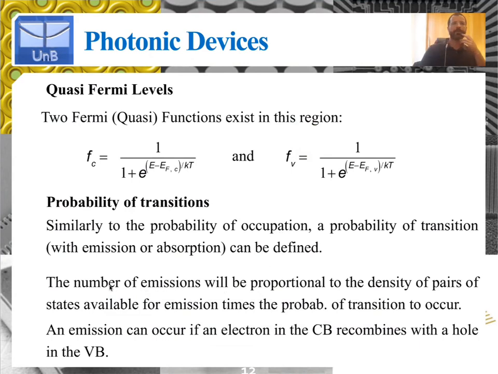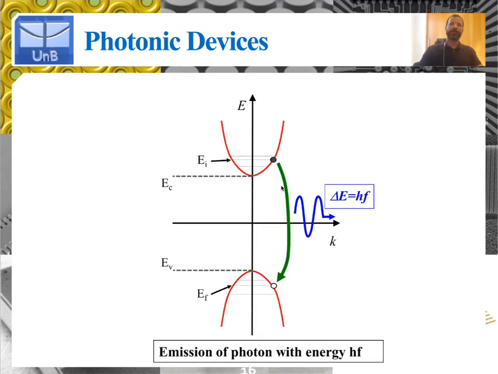And the total number of emissions will be proportional to the density of pairs of states available for emission. So the joint density of states, which we saw in the first half of this lecture, multiplied by the probability of transition, which we'll look at right now, and which will use the Fermi function in its definition. And again, an emission can occur if an electron in the conduction band recombines with a hole in the valence band. So this is illustrated right here.